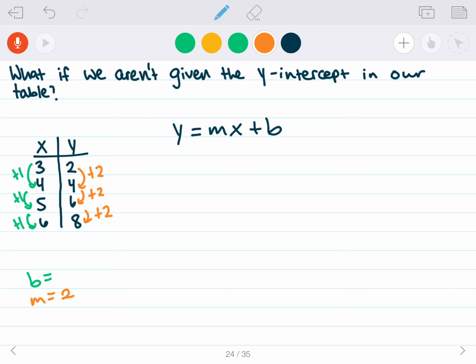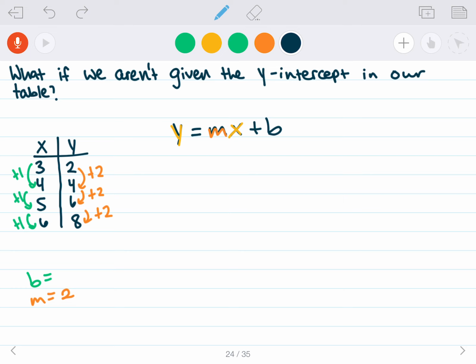Now how do we figure out b? Well, as I said, we're given a bunch of x comma y's, right? And the idea here is to plug in the x comma y, plug in the slope, and then figure out what b is from there, because then you just have a number equal to a number times a number plus b, and we can figure out what that number is.